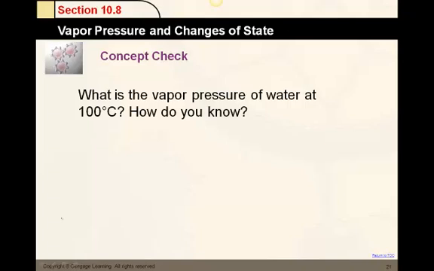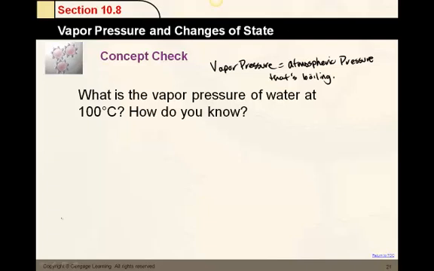So what is the vapor pressure of water at 100 degrees? How do you know? Well, remember, at 100 degrees, that's the normal boiling point of water. When the vapor pressure equals the atmospheric pressure, that's boiling. So when those two processes are happening at the same time, boiling is happening.